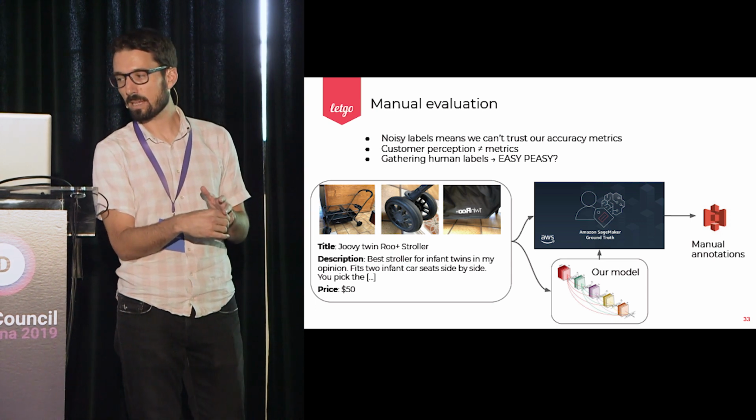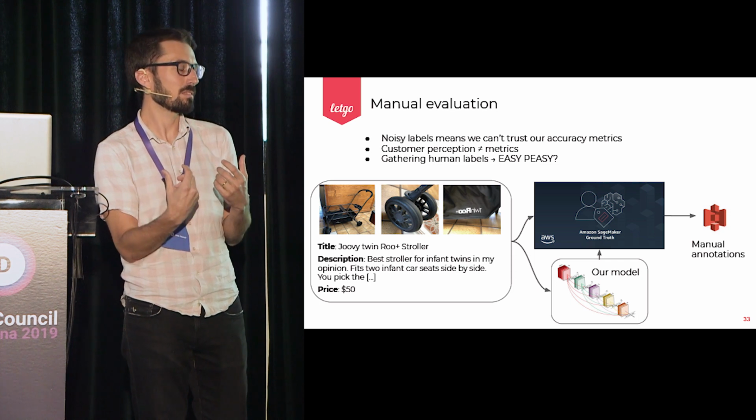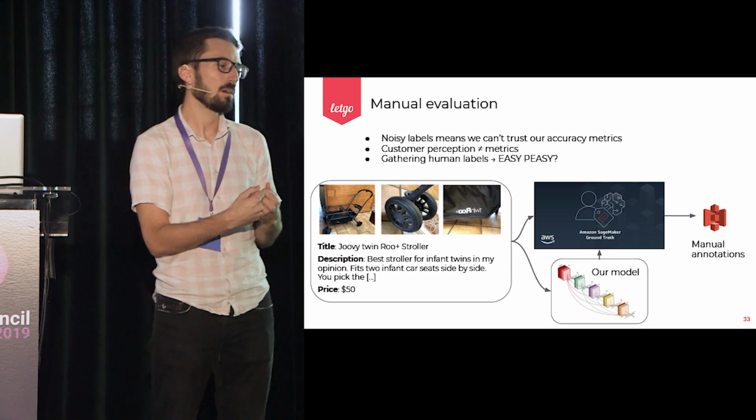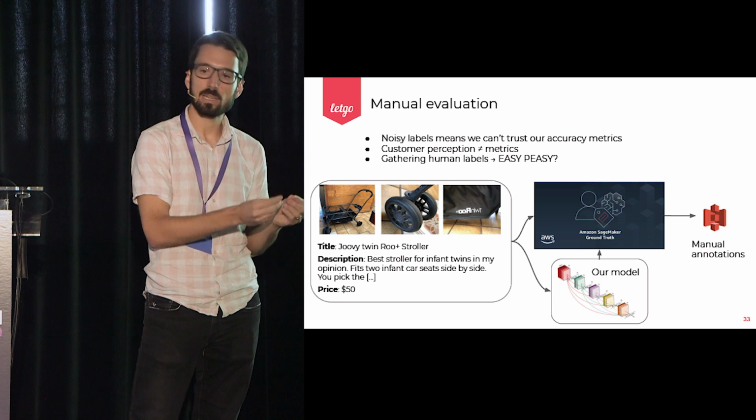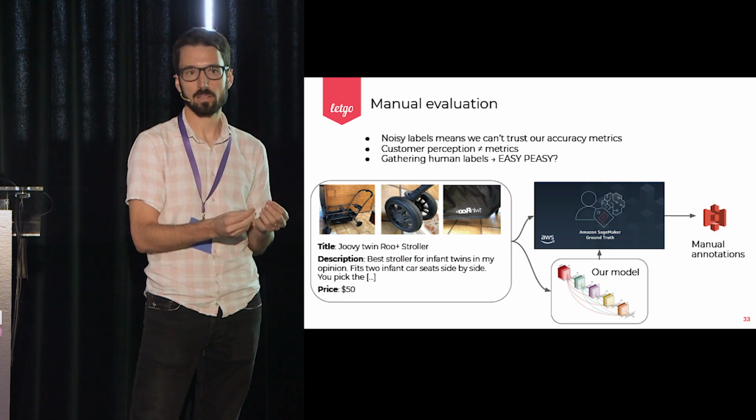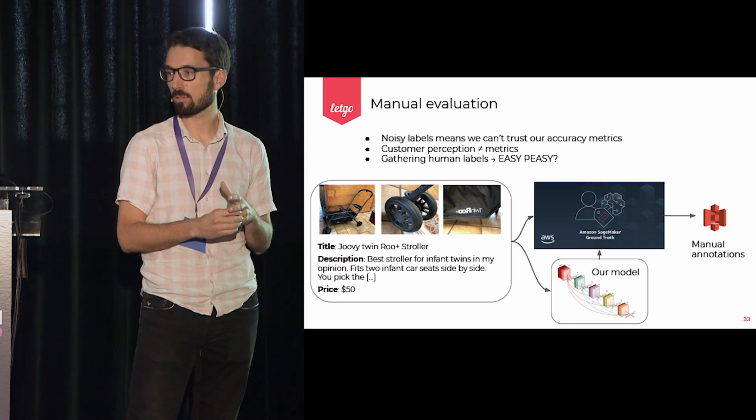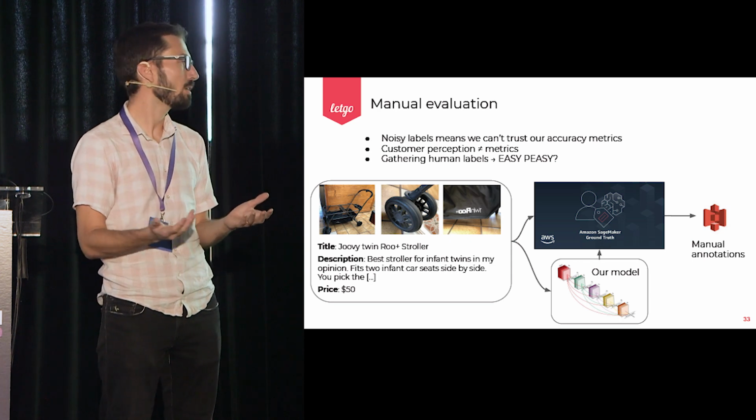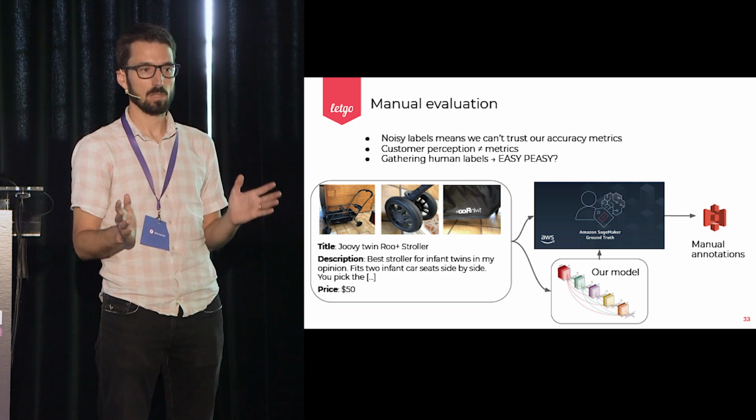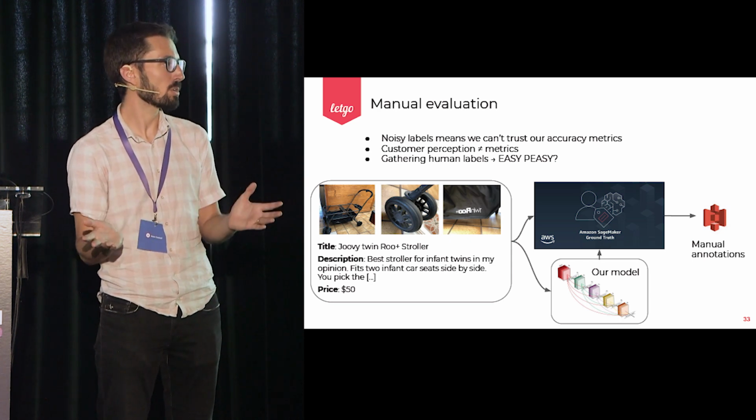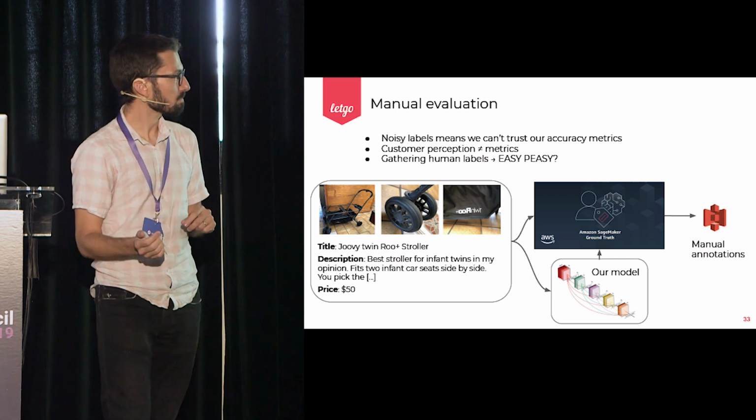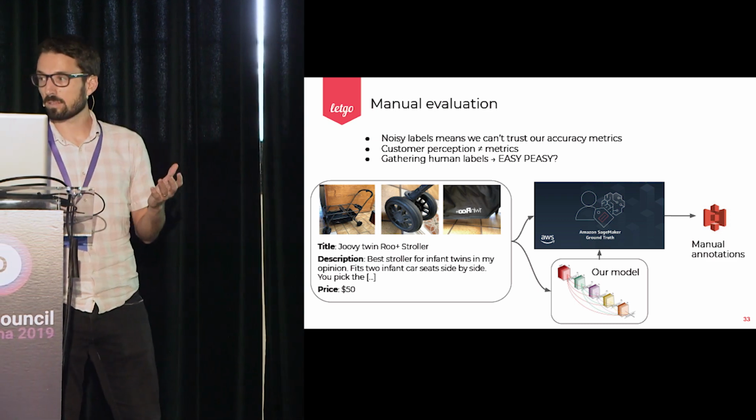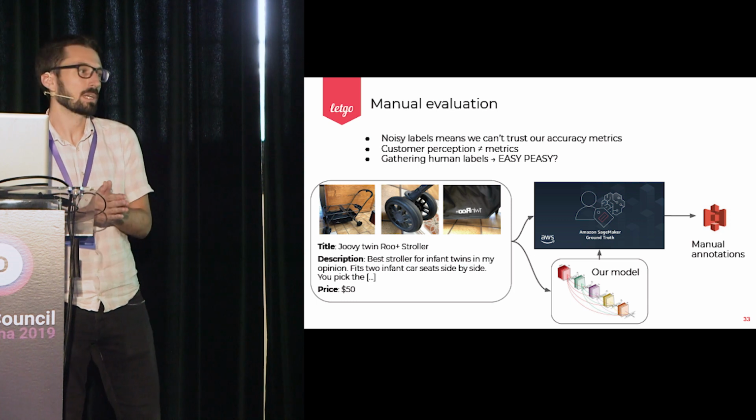And then the other problem is that we don't quite care that much about whether something is absolutely accurately classified. What we care the most about is whether, from a customer perspective, that thing is correctly classified. And those two things are correlated, but not necessarily equal. So to circumvent those two issues, what we want to do is we gather human labels.